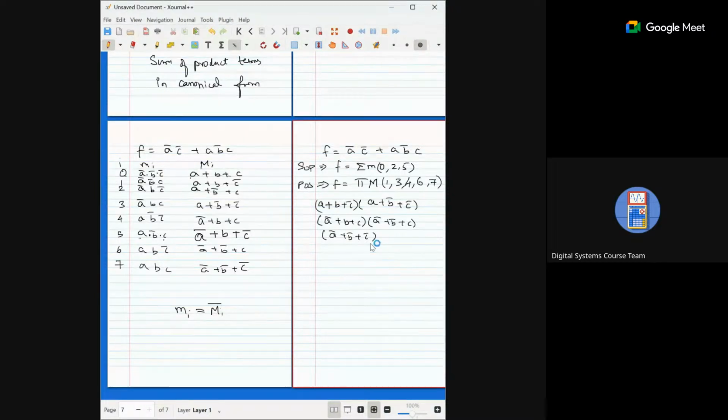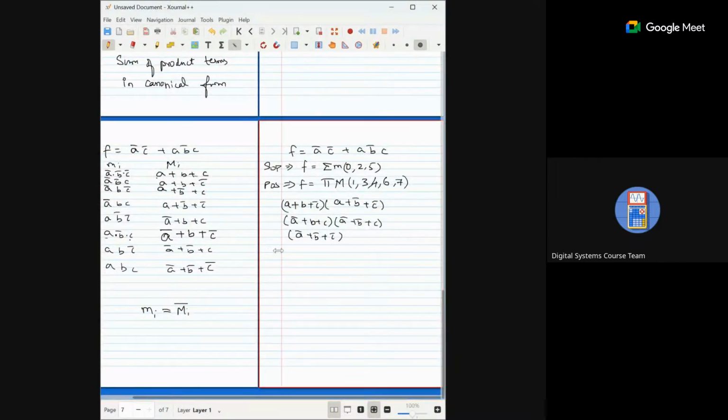How do I validate whether this is the right answer or wrong answer? Let me write down this expression, which I call F1, and let me call this F2. Is F1 equal to F2? In the functional sense, whether both are equal or not? Yes, they are equal, just in different forms. So let me verify it also.